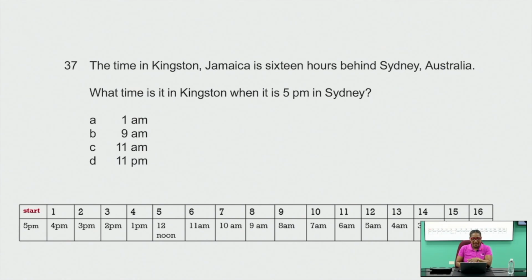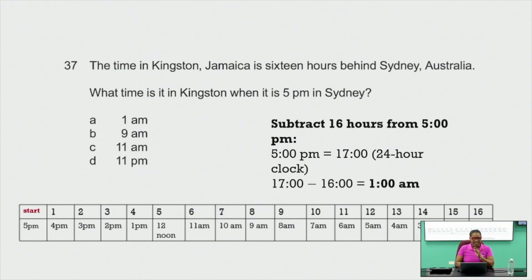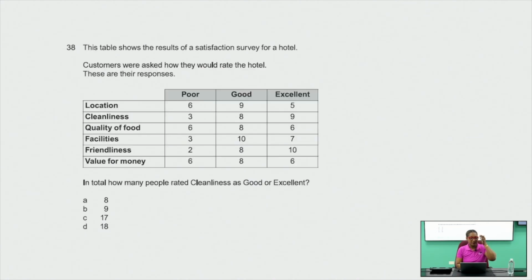So 11, 9, 8, 7, 6, 5, 4, 3, 2, 1. 16 hours later is 1 a.m., early, dark time in the morning. And that is one way. And of course, definitely you could subtract it using the 24-hour clock, because you'd say 1700 is the time in Sydney, and you subtract 1600 hours, and it's 1 a.m. So that's 2 ways in which you can do it. Feel free. So your option is option A.